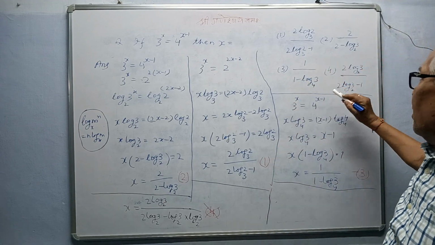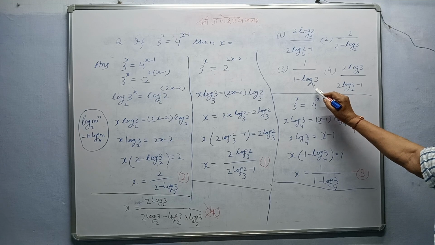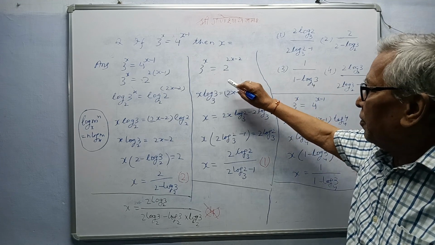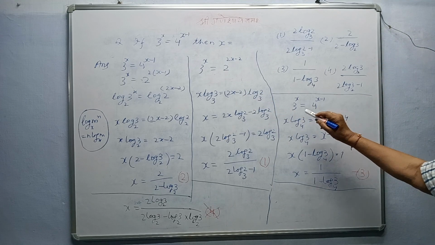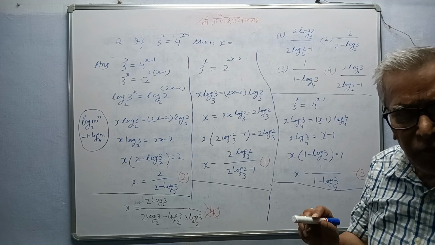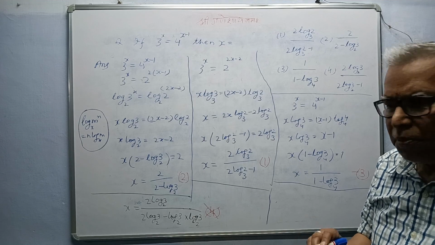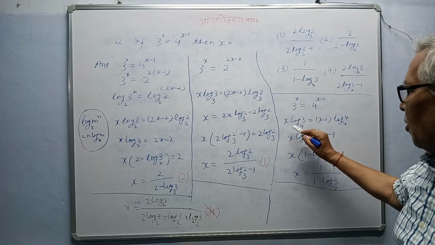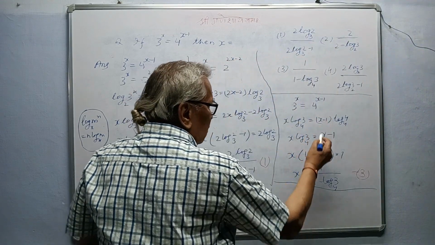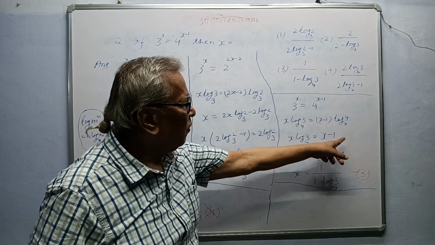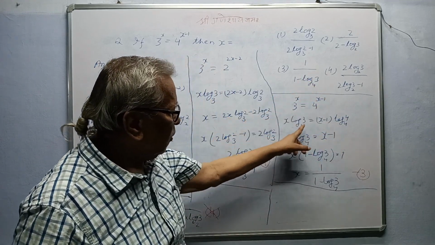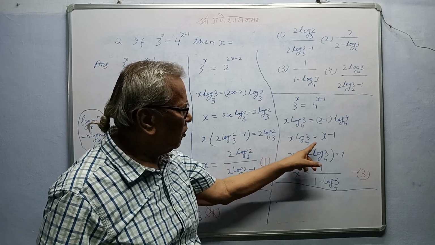Again, here we find that the base is 4. So this time we will not write it as 2 whole squared. 4 will remain the same, and this time we will take log with respect to base 4. So x log 3 to the base 4 is equal to (x minus 1) log 4 to the base 4, because here we find the base is 4. So x log 3 to the base 4 is equal to x minus 1.